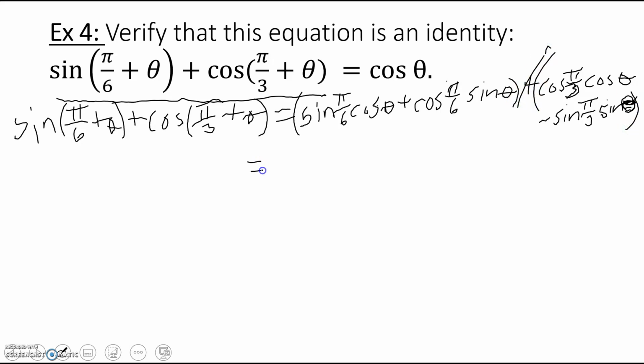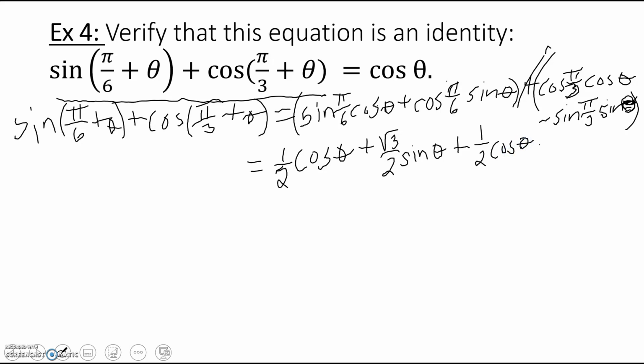So now I'm just going to reduce that. So sine of pi over 6. Pi over 6 is the same as 30 degrees. The sine of that is 1/2. So that's 1/2 cosine of theta. Cosine of pi over 6. That is square root of 3 over 2 sine of theta. And then plus cosine of pi over 3. Pi over 3 is the same as 60 degrees. So that's 1/2 cosine of theta. And then minus the sine of pi over 3. The sine of pi over 3 is square root of 3 over 2. So that'll be square root of 3 over 2 sine of theta.